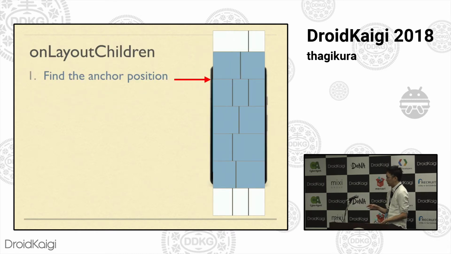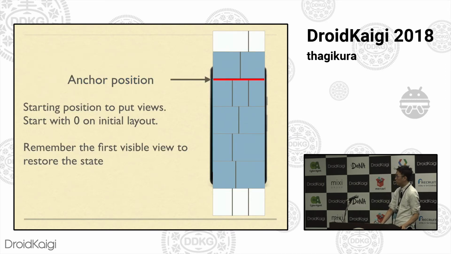Then, considering the fact that the RecyclerView should only hold the views visible on the screen, the onLayoutChildren method first finds the anchor position. But let me explain what the anchor position is. Anchor position is like a starting position to put the views. And on initial layout, it starts with 0. Which means from the anchor position, you will begin putting views.